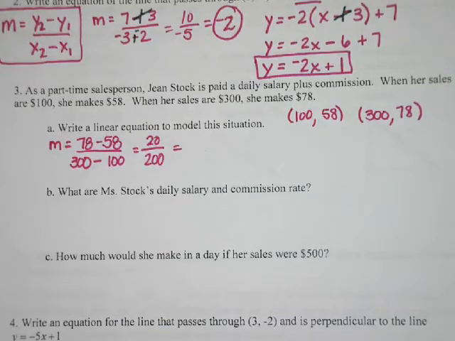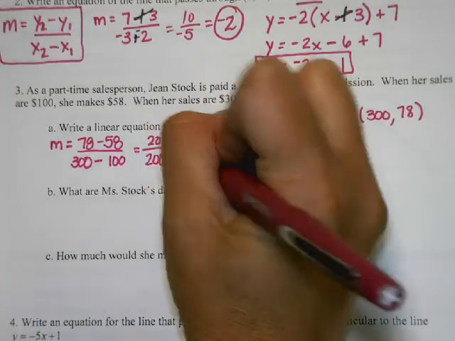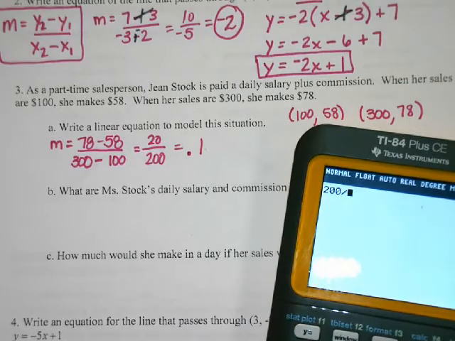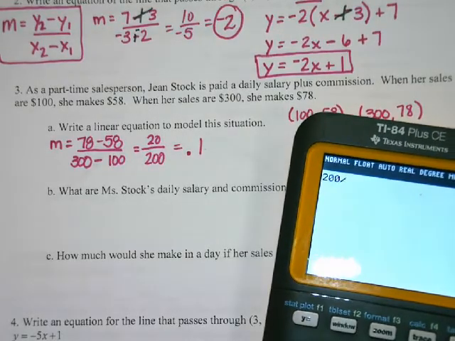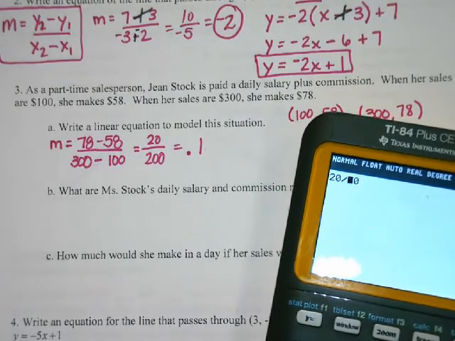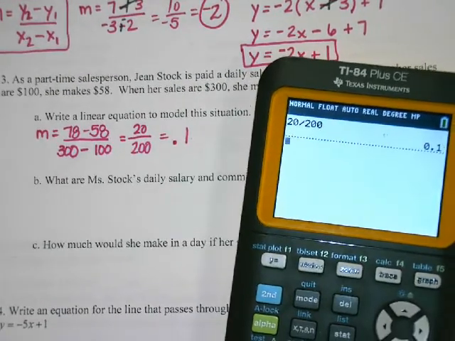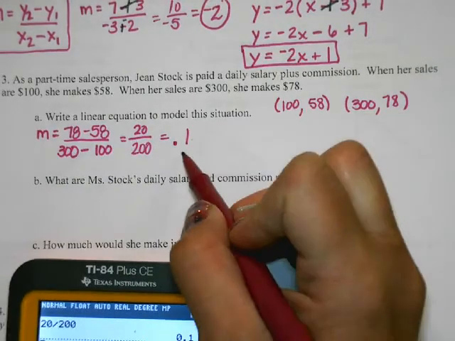Now, if you like fractions, that goes all the way down to a tenth. But let's think, when we're talking about money, when we are getting commissions and things like that, usually they get a percentage. So let's take this to a decimal. 0.1, right? That's a tenth. If you're not sure, remember you can put it in your calculator. 0.1. Okay? All right, so there's my slope.